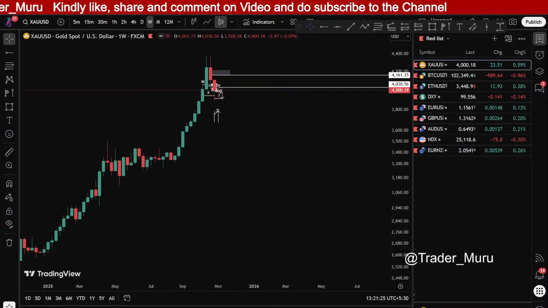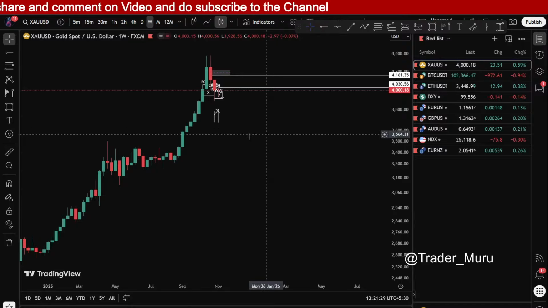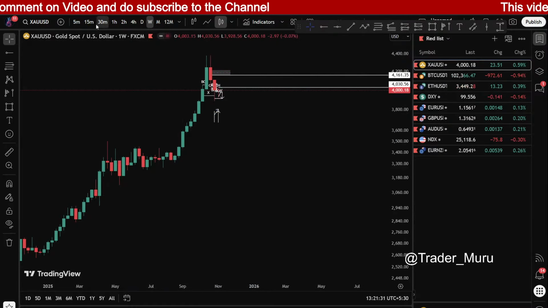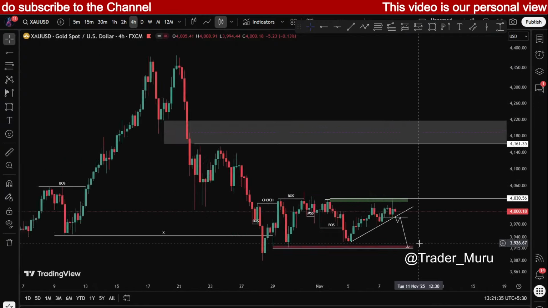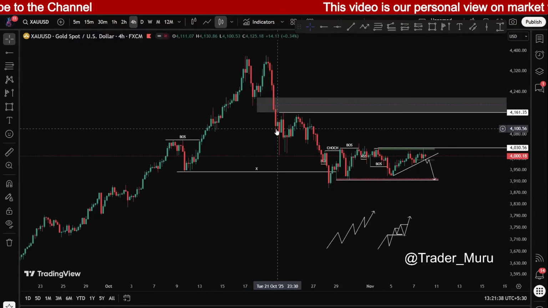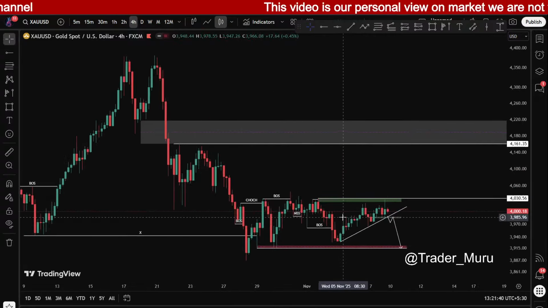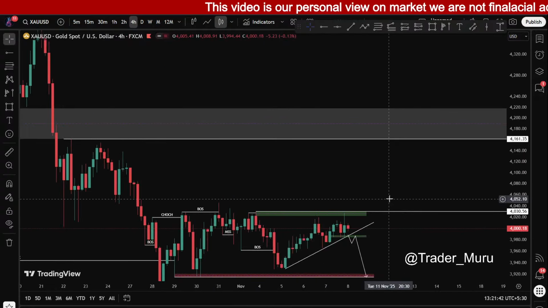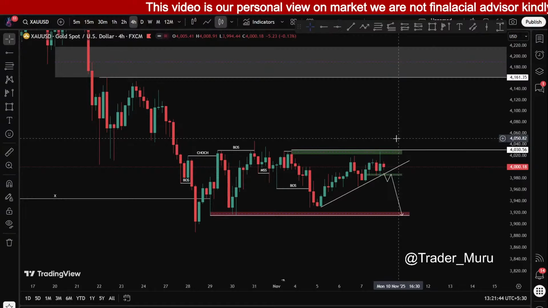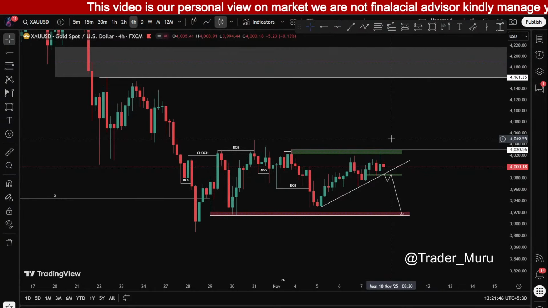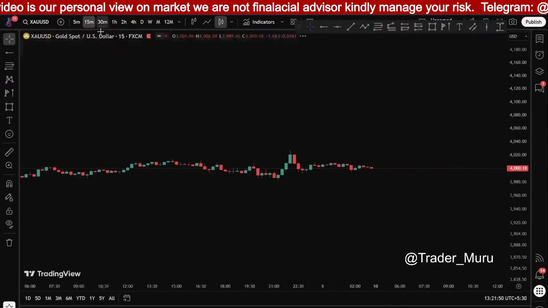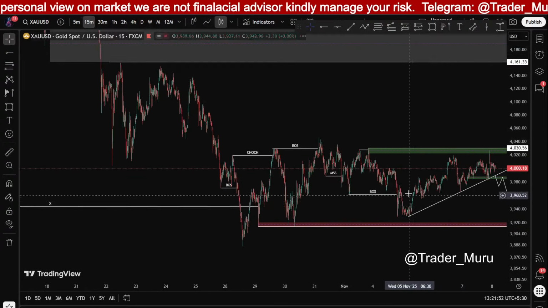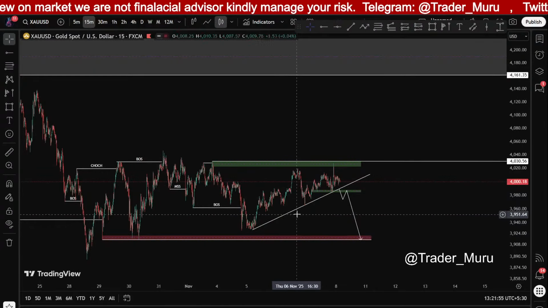Change of character, which time frame we should check, sir? It depends on what entry you want to take. If you want to take a swing entry, then you can wait for the change of character in the 4-hour time frame or daily time frame. If you want to take a scalp entry, then in the daily time frame area, when it tests, you can enter a trade at the 1-hour time frame change of character or in the 15-minute time frame change of character. Everything depends on which time frame you are trading right now.